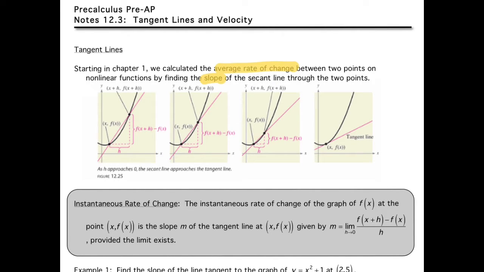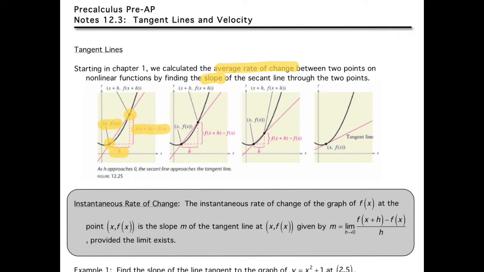So if I look at the pictures down here, I've got my first point right here, and it's the point x, f of x. And then I've got my second point right here, and to get that point, I added h to my x value, which means I have x plus h and f of x plus h. So if I want to talk about the slope, it's going to be change in y over change in x, which is going to be f of x plus h minus f of x over h.